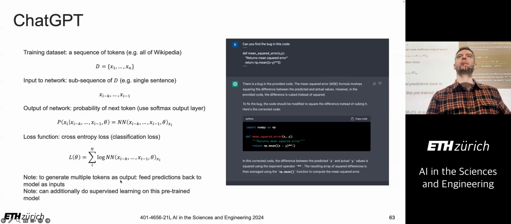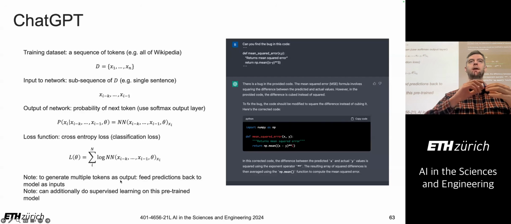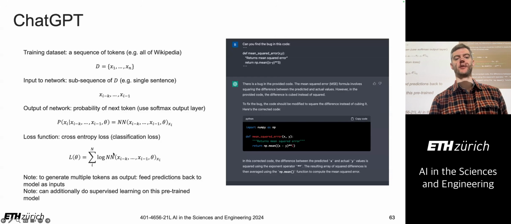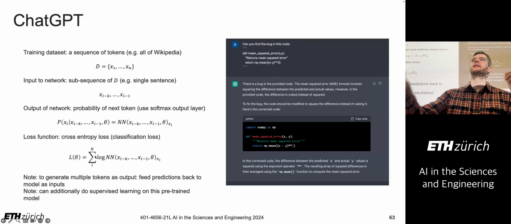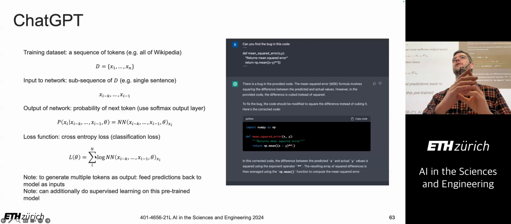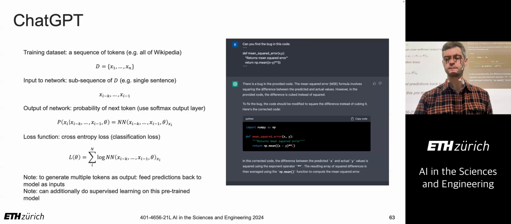So if we want to generate multiple tokens, then we just recursively run this network forward. We give it a prompt, we predict the next word, we append that word to our prompt, and then we recursively run it forwards to get the full output of the model.